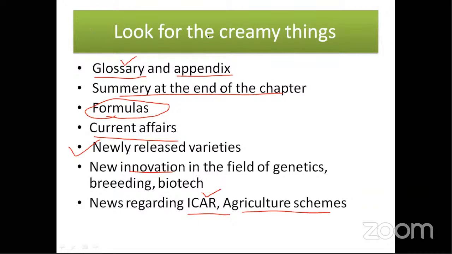Why I'm telling these as creamy things, means if you are mastering these things, you will be ahead of other people. You will have a distinct thing which other people are not having. Not all the people are updated in current affairs. Everybody knows that appendix are important, but most of the people do not have a command on the particular thing. So if you have command on this thing, definitely it will add to your performance.